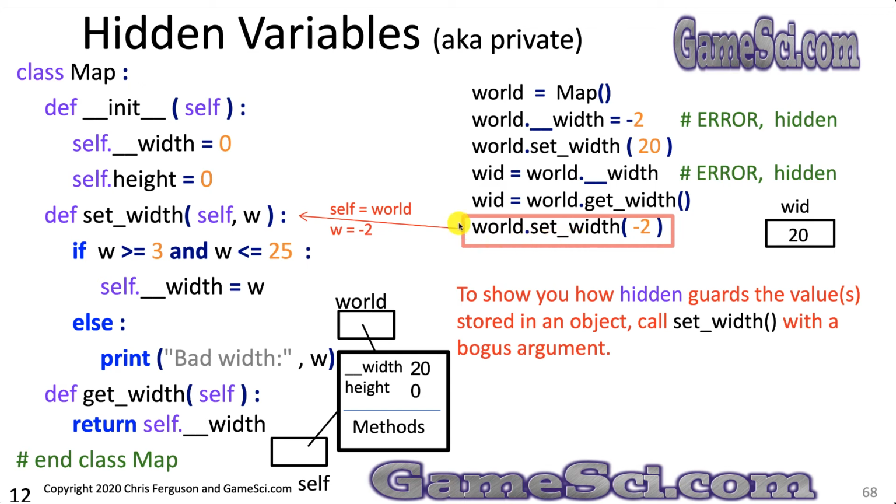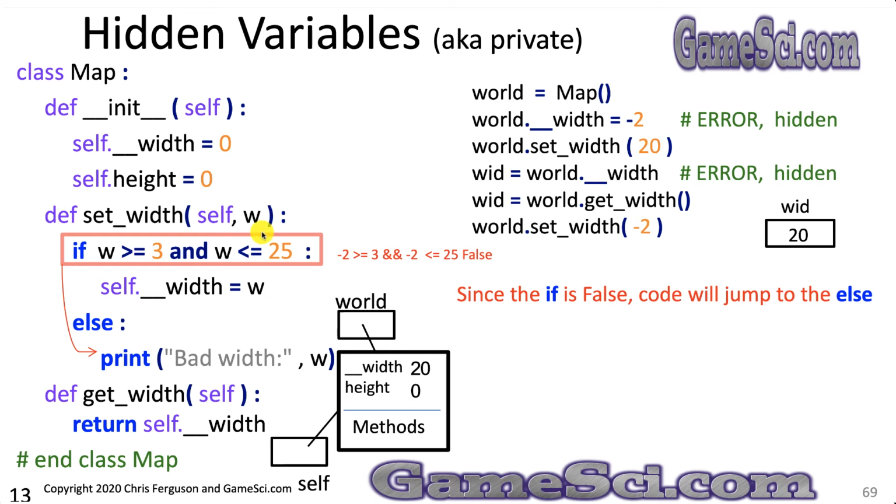When this method executes, self will be set to the same thing the world reference is pointing to. So world and self will point to the same object. Now this parameter defines how wide our map is going to be. It would be kind of nonsensical to have a map with a negative width. This code will prevent that from happening. W greater than or equal to 3 and W less than or equal to 25. -2 greater than or equal to 3 is a false statement. If I add it together with a true statement, it's still false. So it's saying I do not like a width for my map of -2.